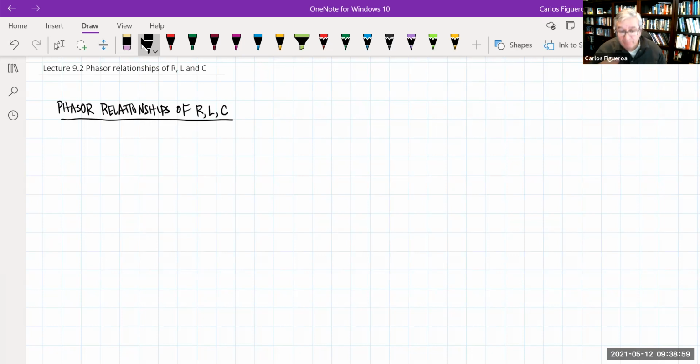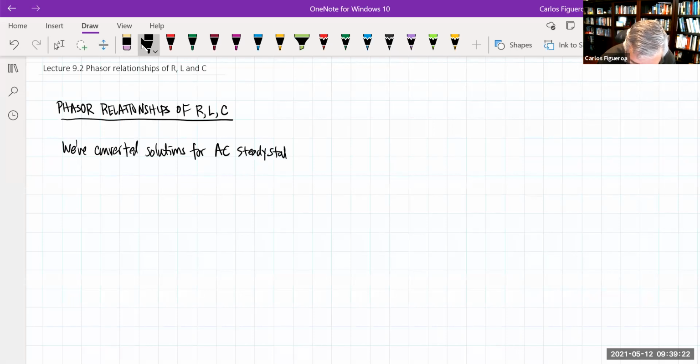So here we go. What we've said here is that we've converted solutions for AC steady state. And pretty soon, I'm never going to say AC steady state again. It's just going to be assumed. As soon as you turn on your function generator, the system's already in AC steady state, just like you saw when we were looking at the circuit for RC. So we've converted solutions for AC steady state of the time domain.